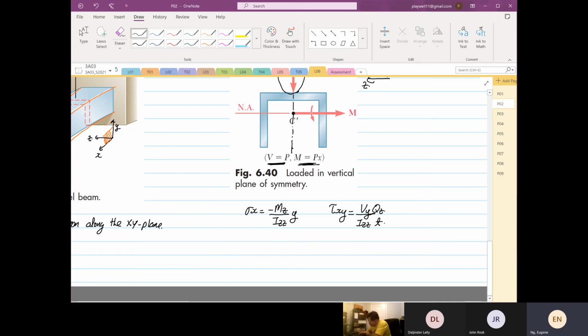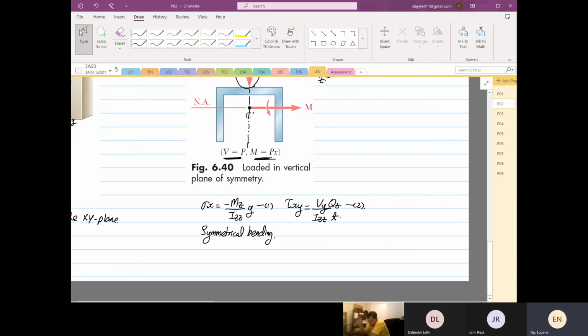So equation 1 and equation 2, right? We know that equation 1 is based on symmetrical bending, just to quickly recap. That equation can only be applied for symmetrical bending.